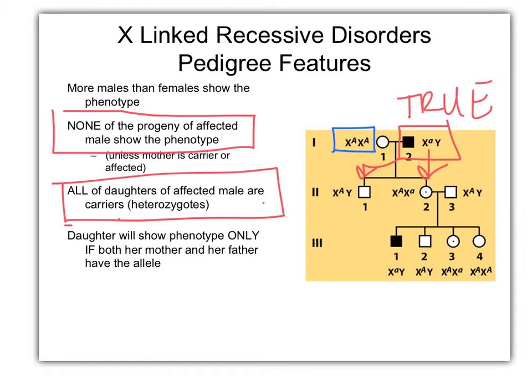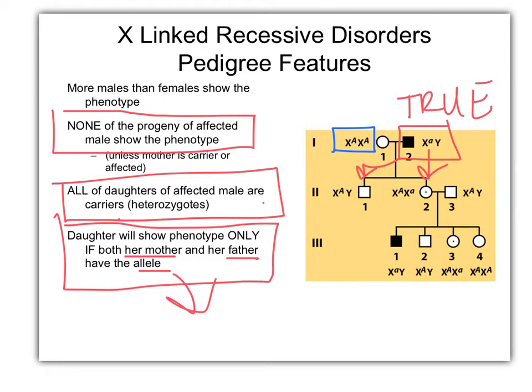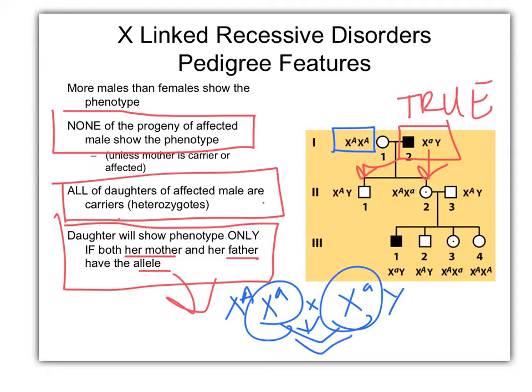What else? Daughters will show the phenotype only if both mom and dad have the allele and both happen to be passed. None of these show that here. That would be the setup: mom would have to be a carrier, and dad would actually have to have it. That's the only way the daughters could both end up with the X and the little a. Let's move on, shall we?